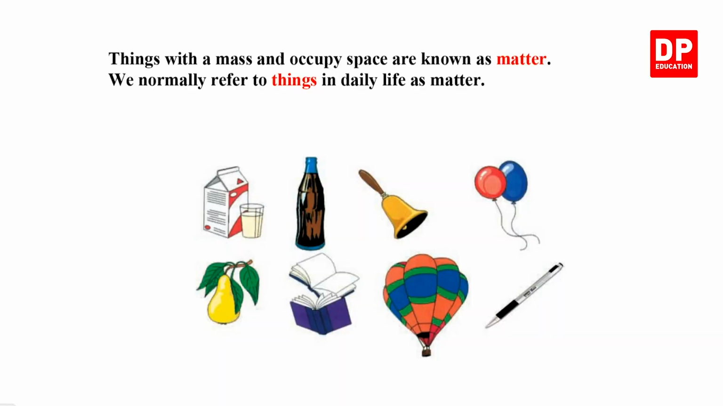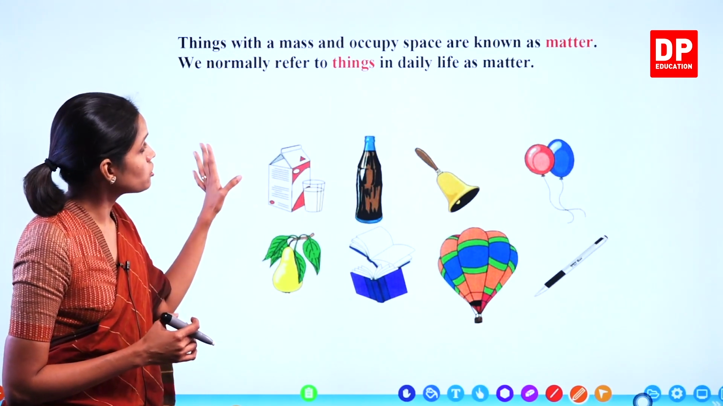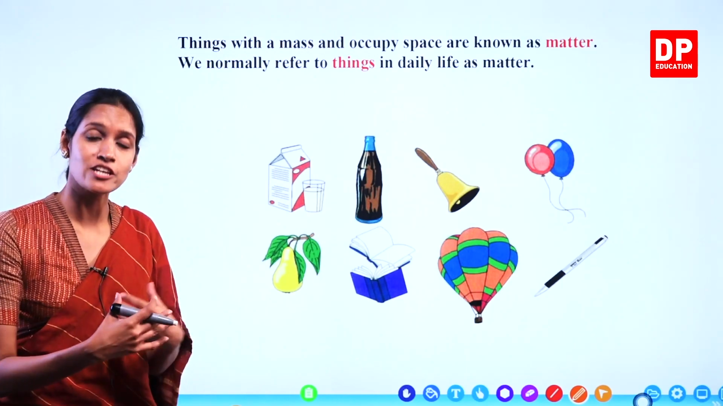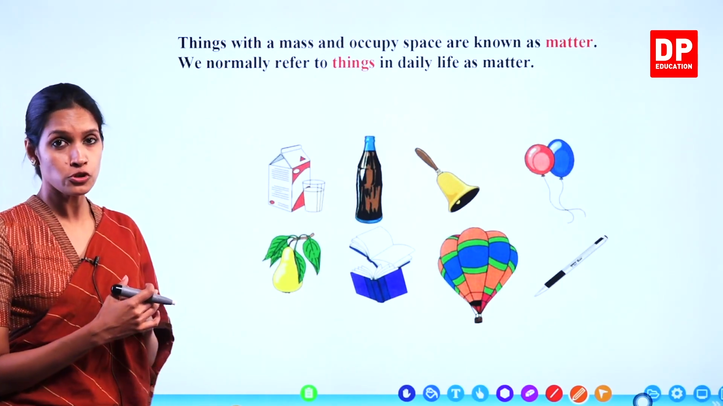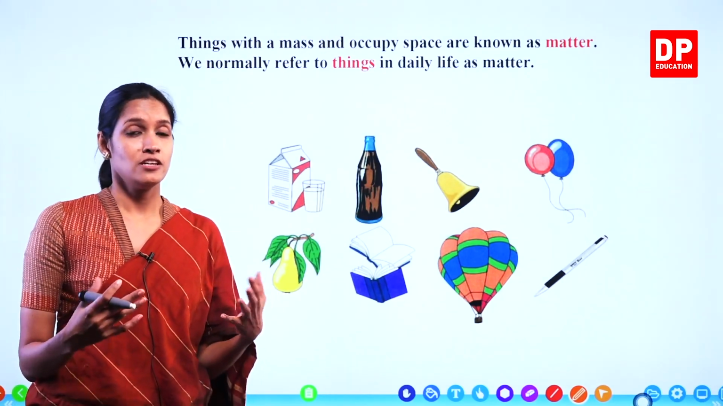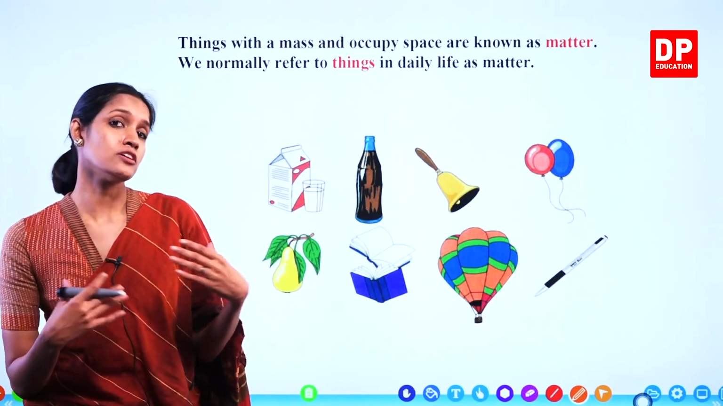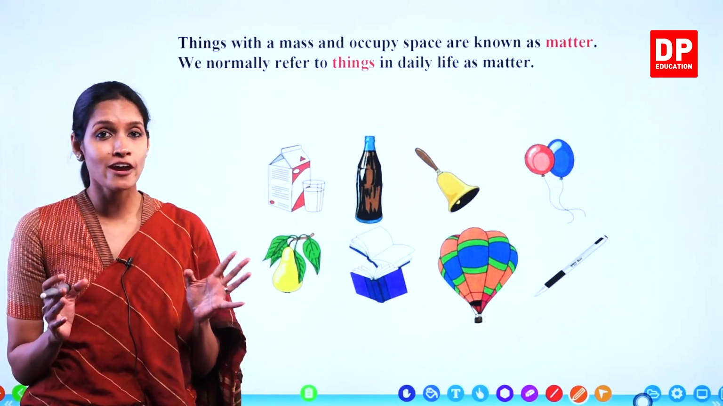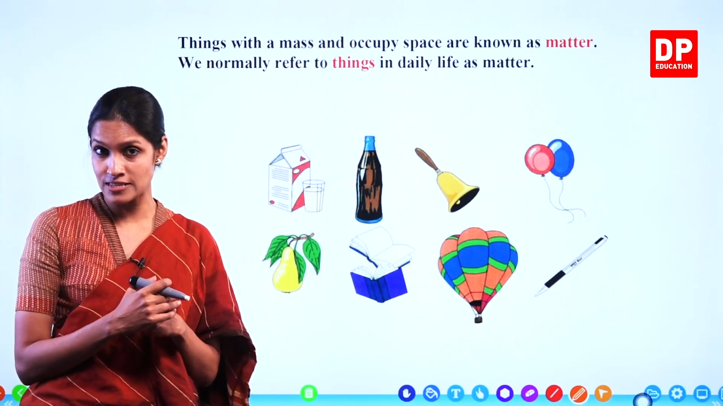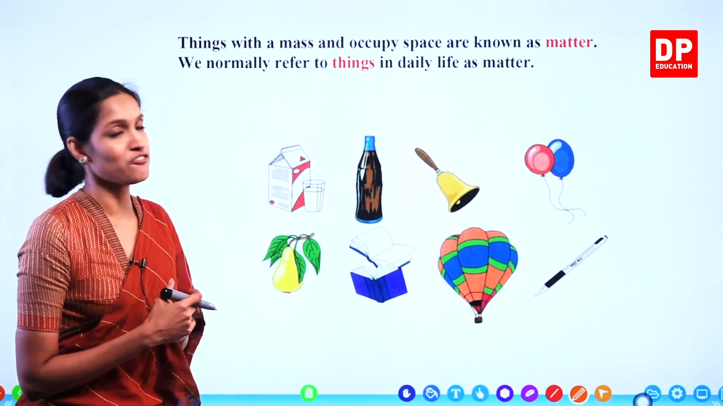Right, children. So these are some examples for matter. So things with a mass and occupy space are known as matter. So in day-to-day life we call things, this is actually matter. So scientifically you all know that what we call things like this, right? They are coming under matter. Now you don't have to explain. Now there are some things with a mass and some things they occupy space. You don't have to say like that anymore, because now you know we can call those type of things as matter, right? So we normally refer to things in daily life as matter.